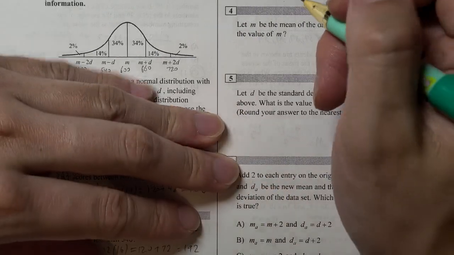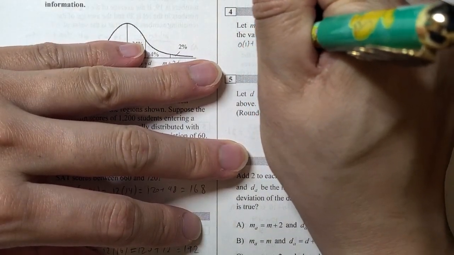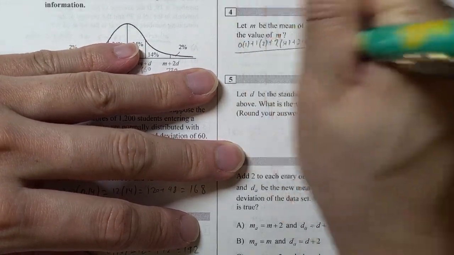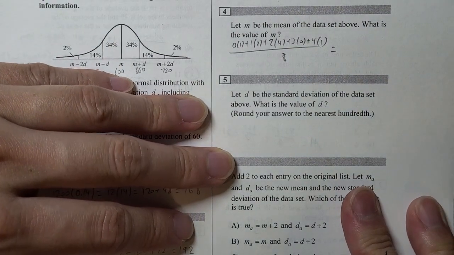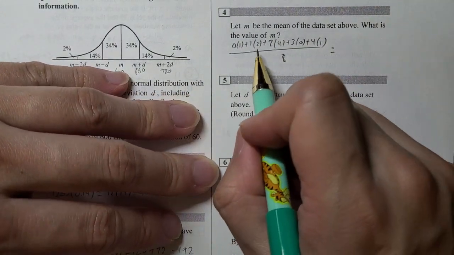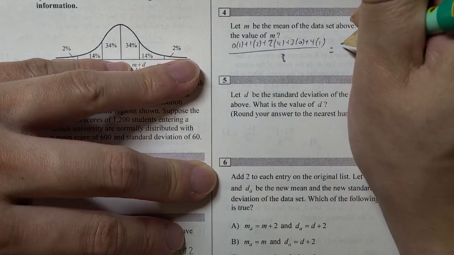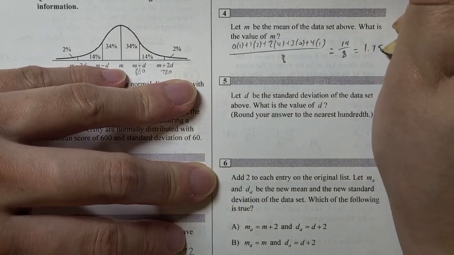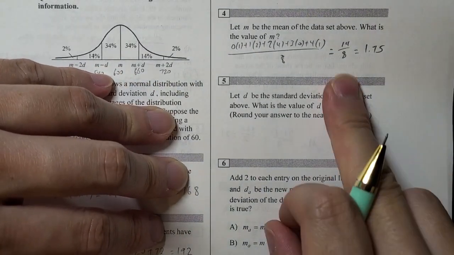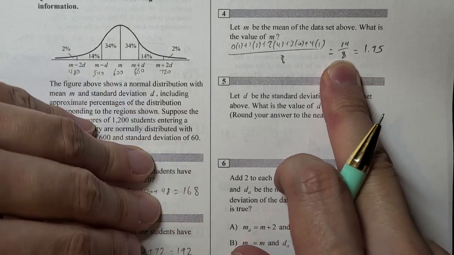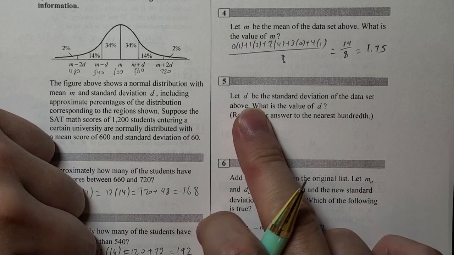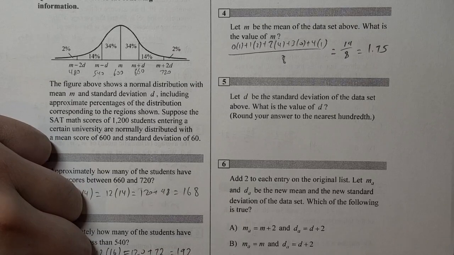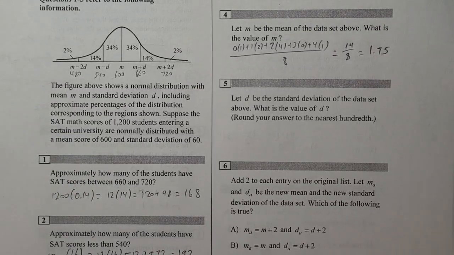So let me write it over here. It'll be 0 times 1 plus 1 times 2 plus 2 times 4 plus 3 times 0 plus 4 times 1, all over 8. All right, so that is how much? That is 8, 9, 10, 14 over 8, okay, which is 1.75. 14 over 8 should be acceptable. If I remember that, you can fill out a fraction on the SAT, otherwise 1.75. Okay, let D be the standard deviation of the data set above. What is the value of D? So go ahead and try this one.